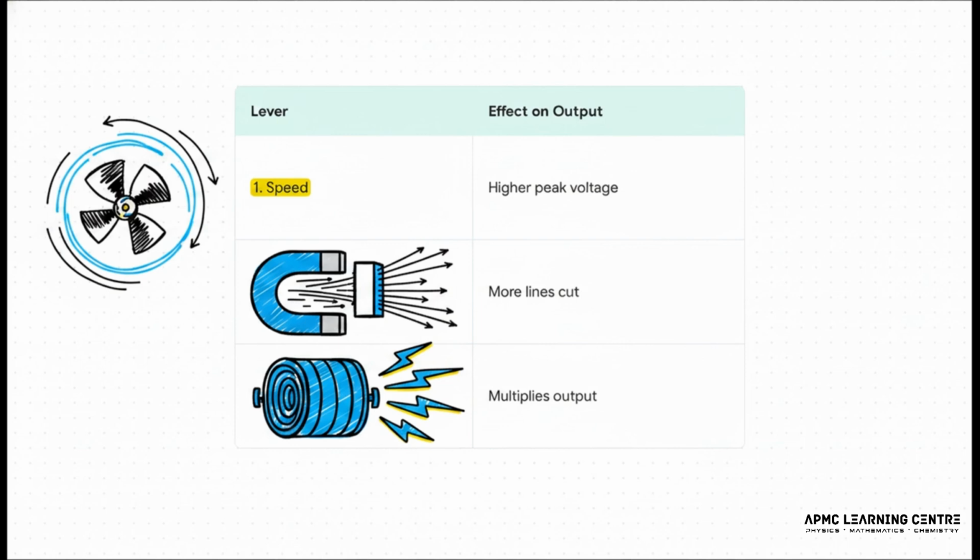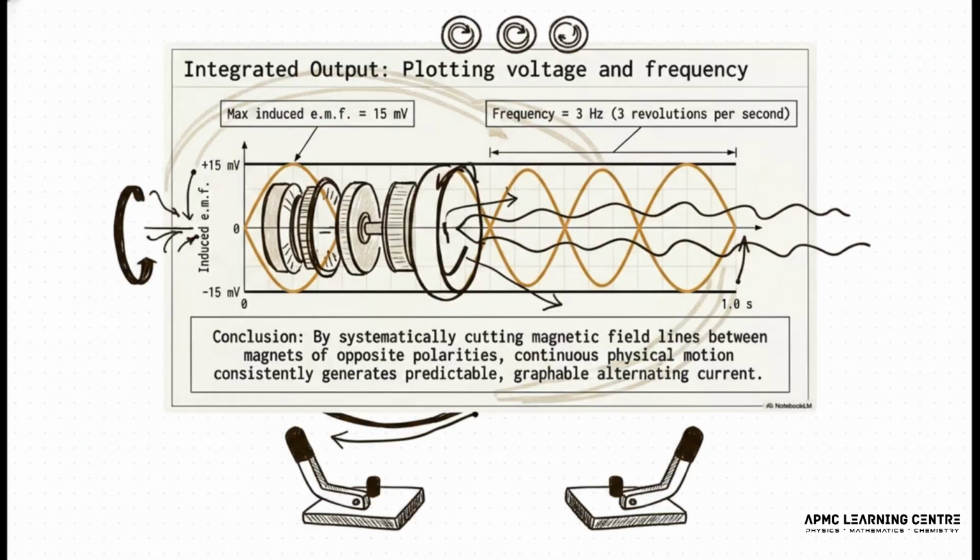Simple enough. Second, we can use a stronger magnet. This makes the magnetic field denser, so the coil is cutting way more lines with every single turn. And third, we can add more loops of wire to the coil. This basically multiplies the effect, since the voltage from each individual loop all adds together for a much bigger total output.